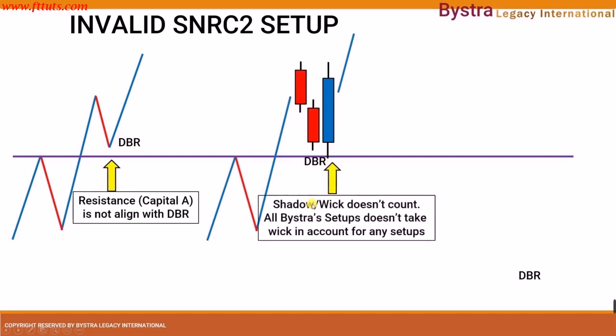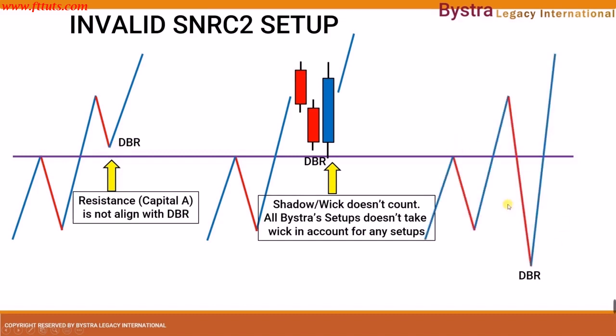Now remember guys, in all the buy straw setup, we do not take shadow or the wick as any setup at all. Okay, never take the wick or the shadow into account for any buy straw setup. Okay guys, so even though the shadow touches here, no, it doesn't count. It must always be the body of the candlestick. In this case, the resistance A is not aligned with the entry point, which is the drop base rally.